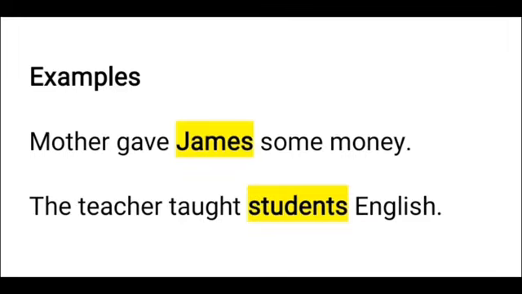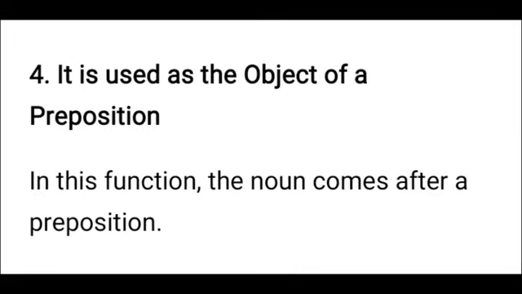The second sentence, the teacher taught students English. Here, what the teacher taught is the direct object. Therefore, students is the indirect object that receives the direct object, which is English. Function number 4, it is used as the object of a preposition. This means that the noun is going to come after a preposition.